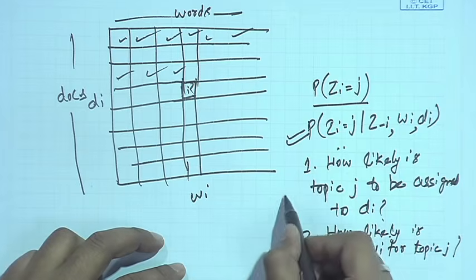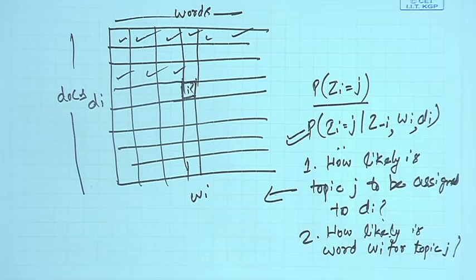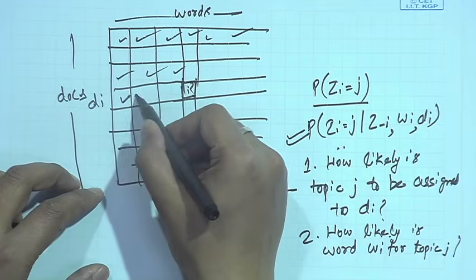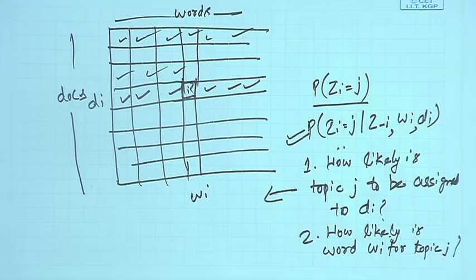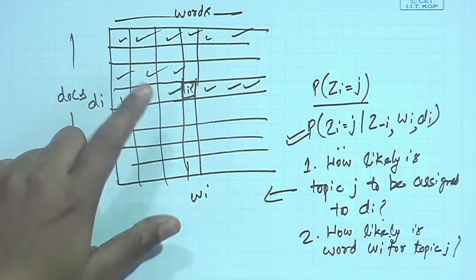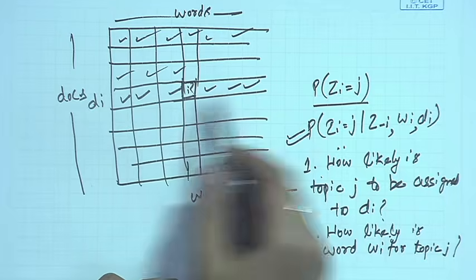Now how do I know this one? How likely is topic j to be assigned to document d_i? You see, I am given the topic assignment for all other words in this document. So I will find out what fraction of words in this document are assigned this topic j, divided by the number of words. So this I can compute easily from the topic assignments.